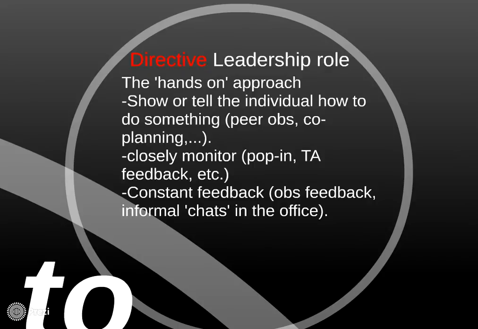two styles. And leadership role, I just want to say, is a pattern of behavior. This one, the directive leadership role, is a very hands-on approach. We show or tell someone what to do, how to do it, and when to do it. So we sit down with them and go stage by stage, step by step, in teaching them how to do something. A few examples here: we're doing peer observations, we're doing co-planning, we closely monitor them, we do pop-ins. We get feedback from students, we get feedback from TA, and then we pass that feedback on to them, and tell them how to do something differently. So again, very hands-on.